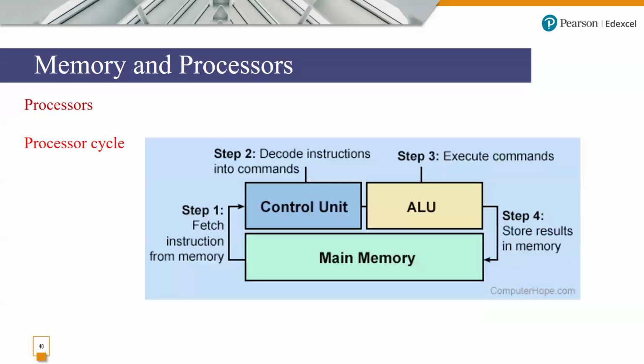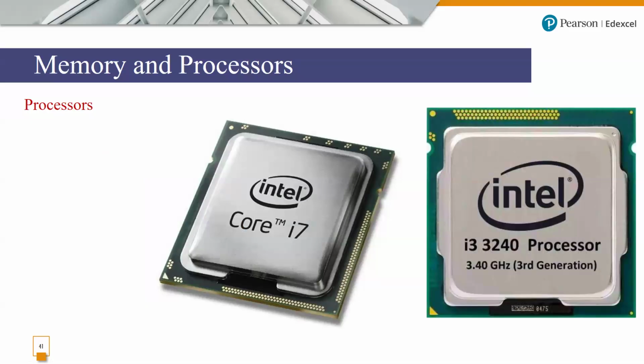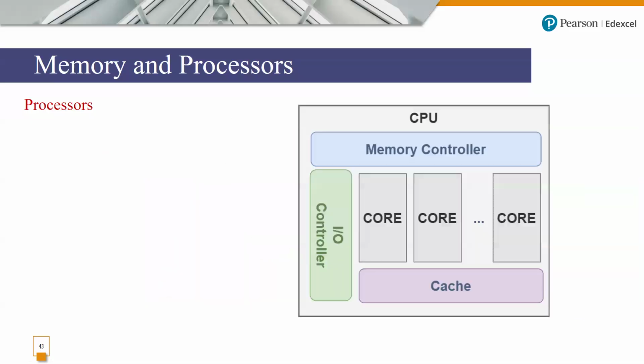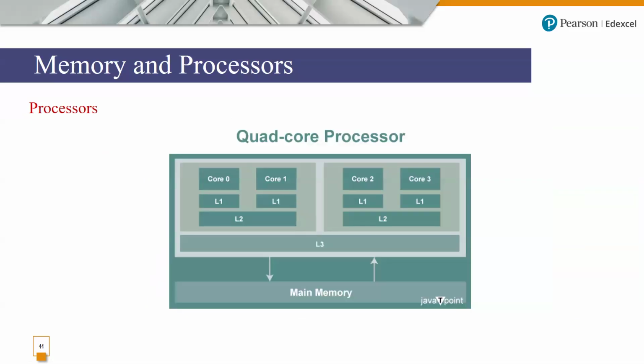This is the processor cycle. You can see here main memory, control unit. That's what we learned earlier. We learned ALU and everything, but here we are using memory, main memory, then fetch, control unit, ALU, then store the result. That's what we call the processor cycle, the fetch execution cycle.